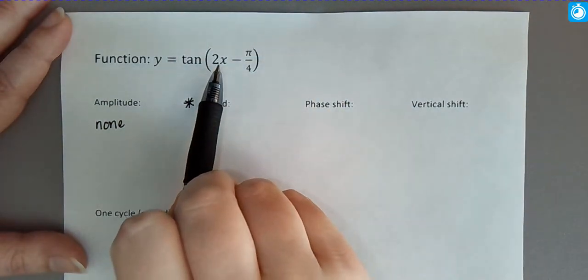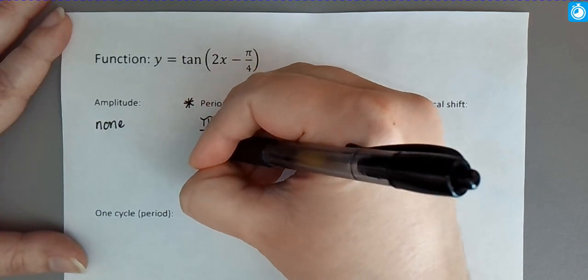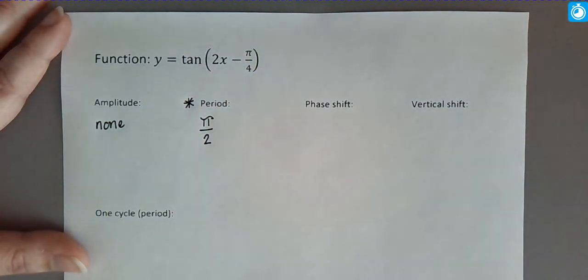And we know we need to divide our standard period by whatever the coefficient for x is. So we're going to divide it by 2. So the normal period for tangent is pi. The period for this function is going to be pi over 2. So essentially we complete one period of the function in half the normal amount of time, half the normal distance.